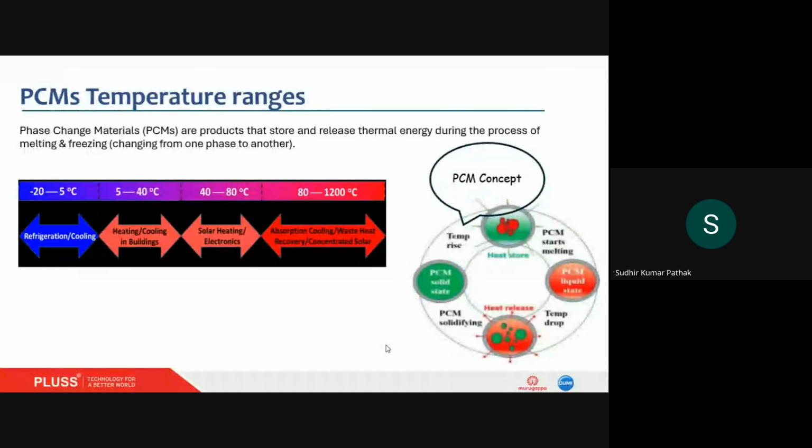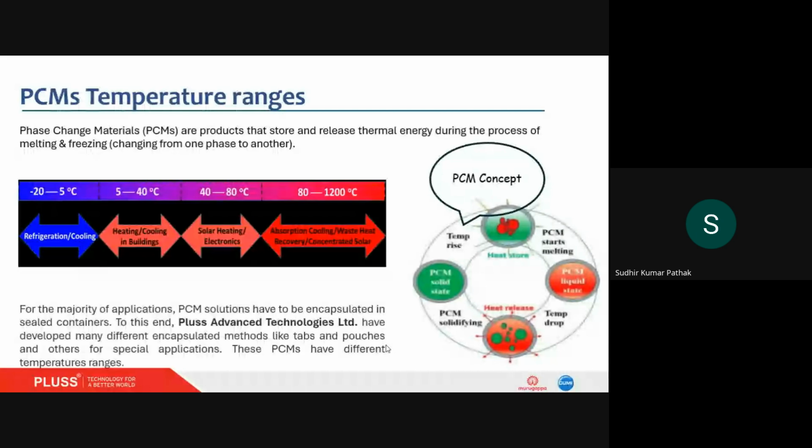In refrigeration and cooling, the temperature range for PCM generally varies from -20 to -5 degrees centigrade. In heating and cooling in buildings, it varies from 5 to 40 degrees centigrade. In solar heating and electronics, where our aim is to generate steam or preheated water, it varies from 40 to 80 degrees centigrade. In high heat recovery applications, where our aim is to recover waste heat using concentrated solar power, it varies between 80 and 1200 degrees centigrade.